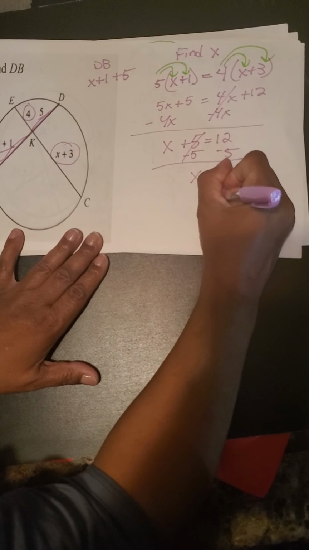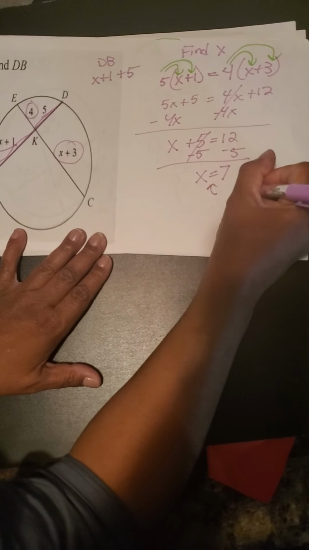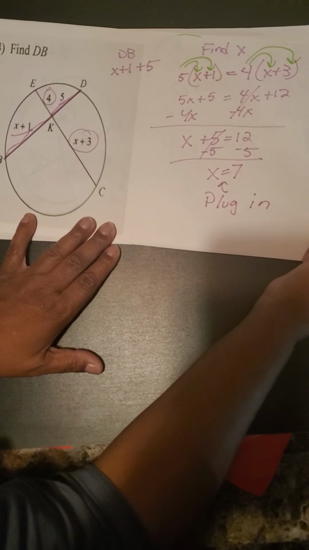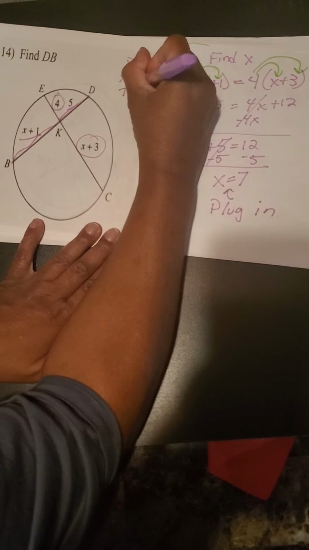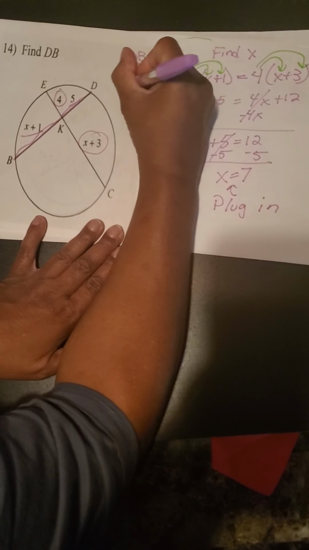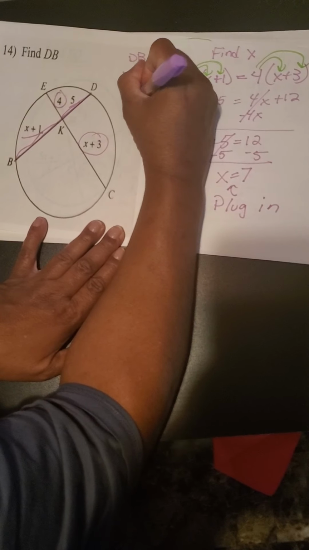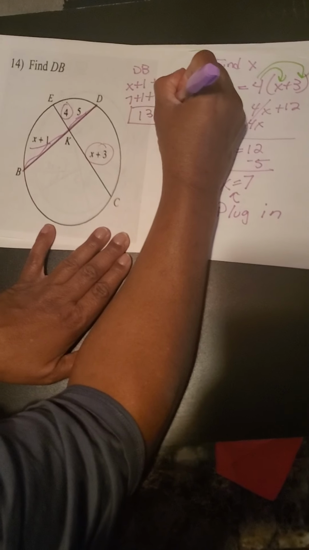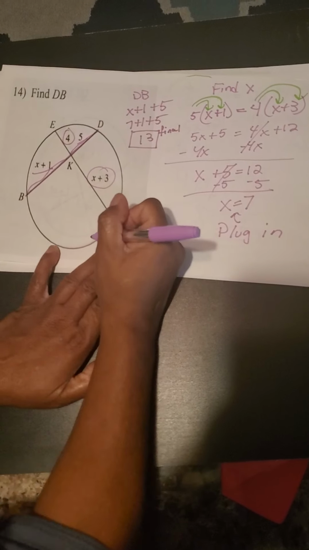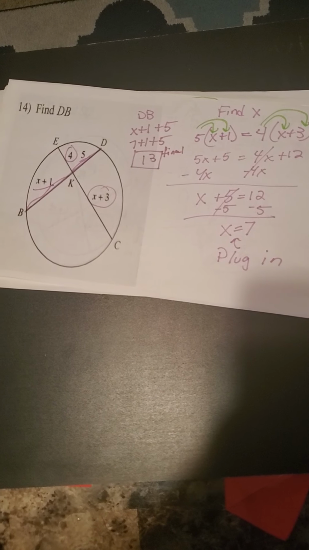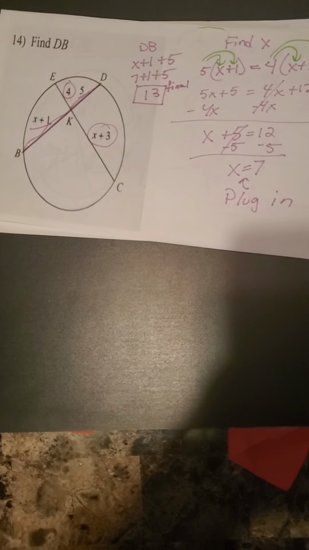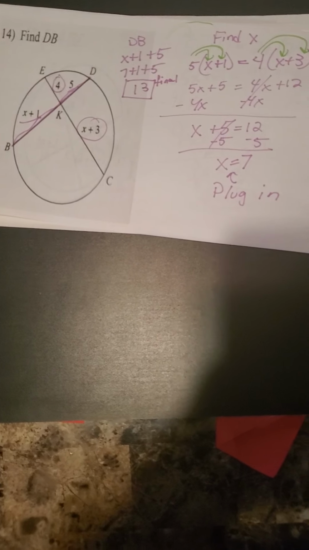But this is not what they asked for. They asked for dB. So we have to plug in. So that's 7 plus 1 plus 5. 7 plus 1 is 8, plus 5, 13. This would be your final answer. Again, make sure if they're asking you to solve for X or if they're asking you to solve for a segment. Take your time, take your notes, try and try again.